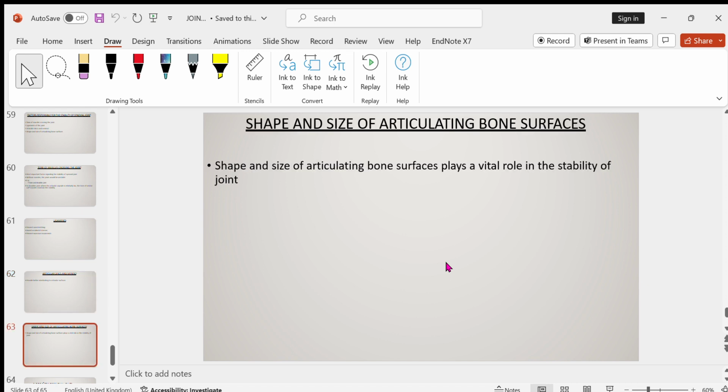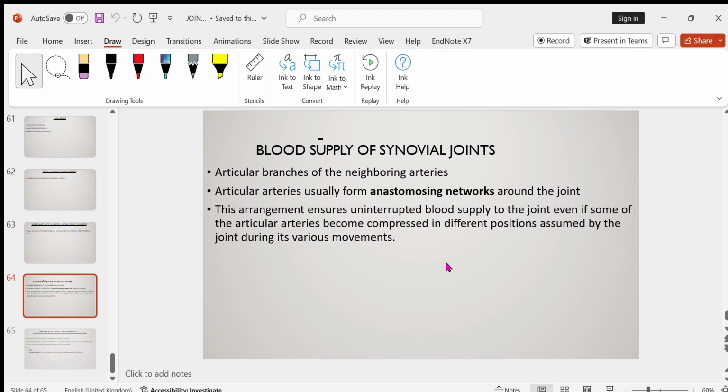Finally is the shape and size of articulating surfaces. This is very important. If the shape and size of the articulating surfaces is not appropriate, dislocation will result. So this is an important factor for strengthening a joint.